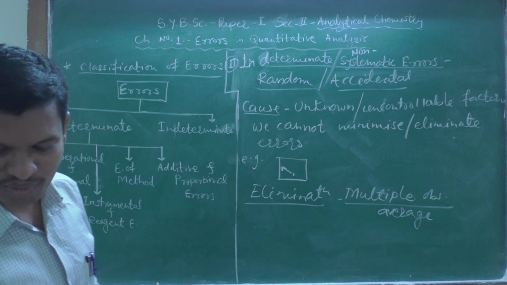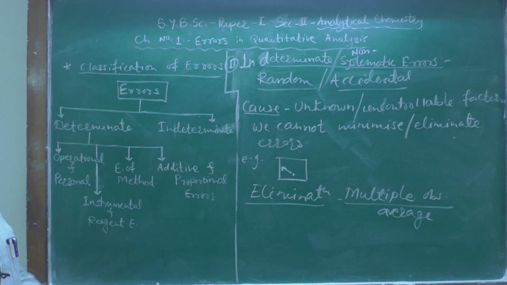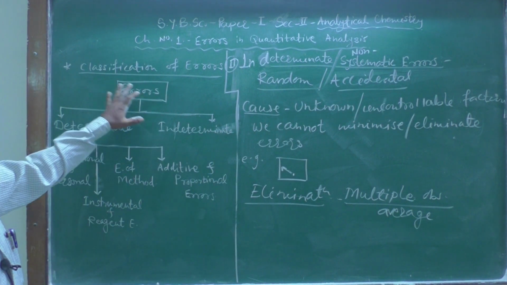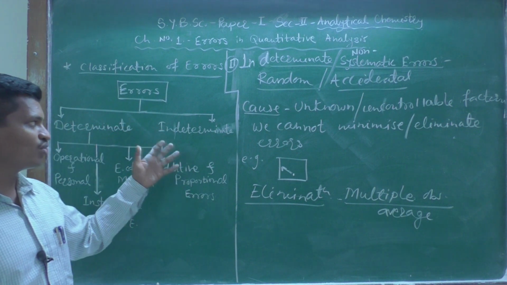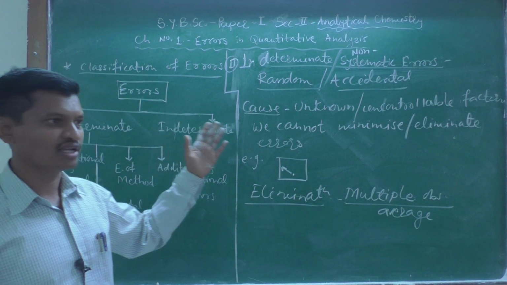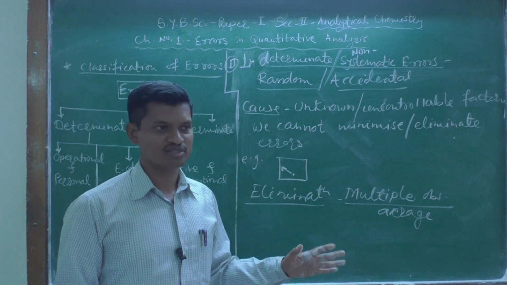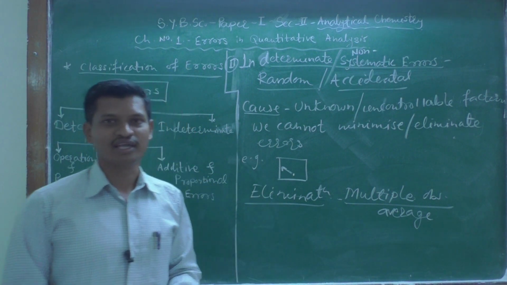So this is all about the classification of errors. Errors are of two types, determinate and indeterminate. Determinate errors are of four types again, and indeterminate errors are of no types. Okay, so this is all about the errors.